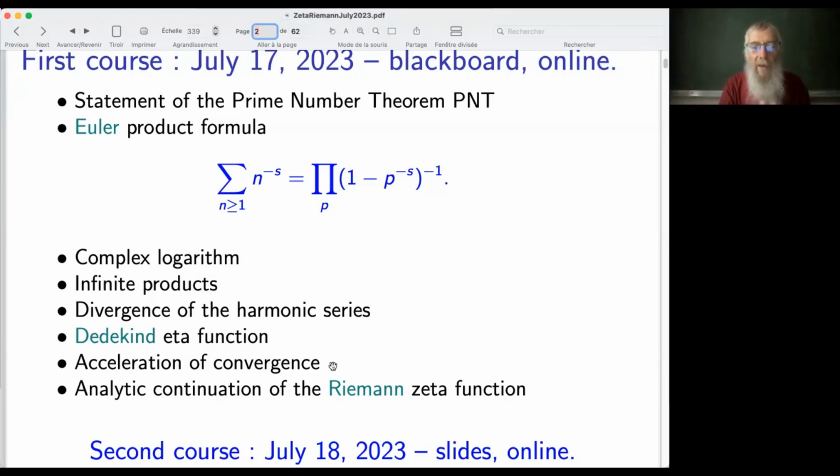After the talk yesterday, I found that on the blackboard there was a misprint. I said the real part of S greater than K minus 1, and it should have been minus K plus 1. I hope that you corrected this misprint. So this was my course of yesterday.